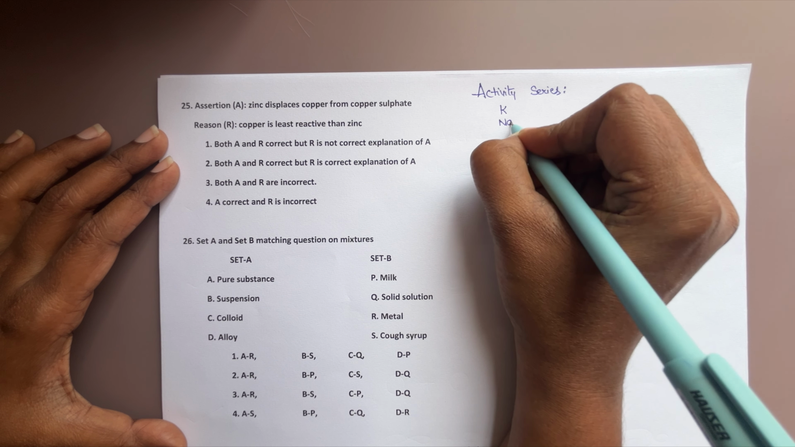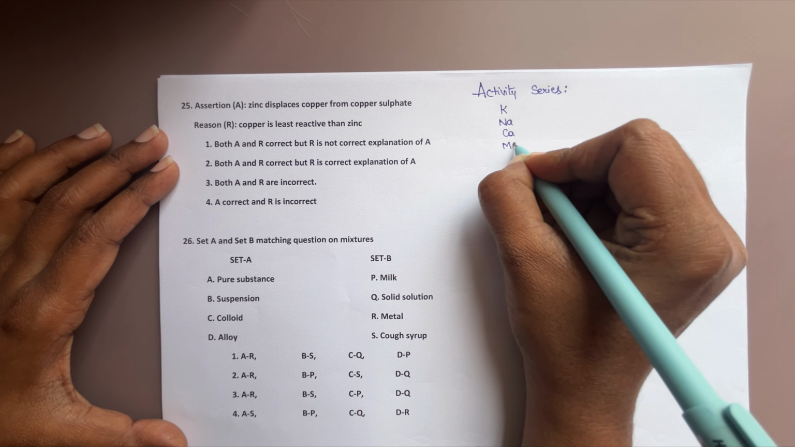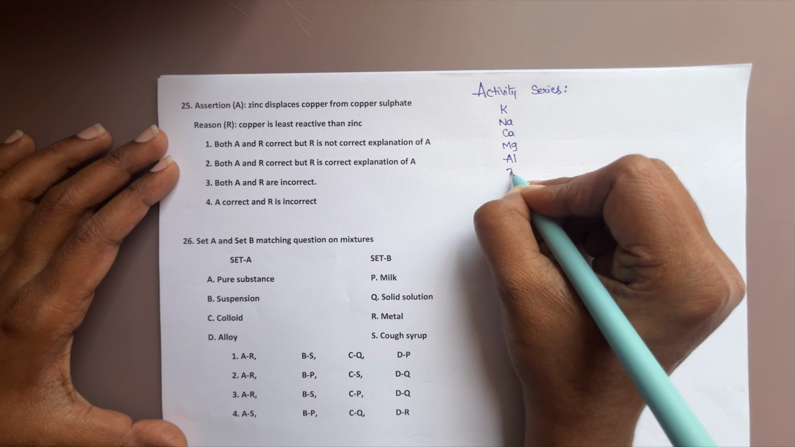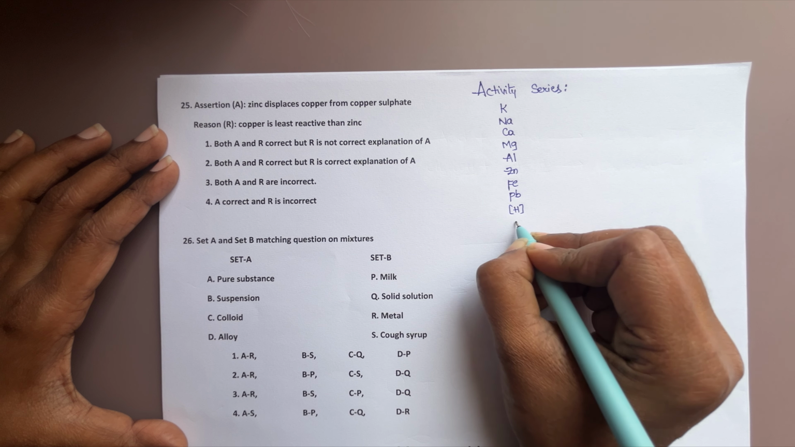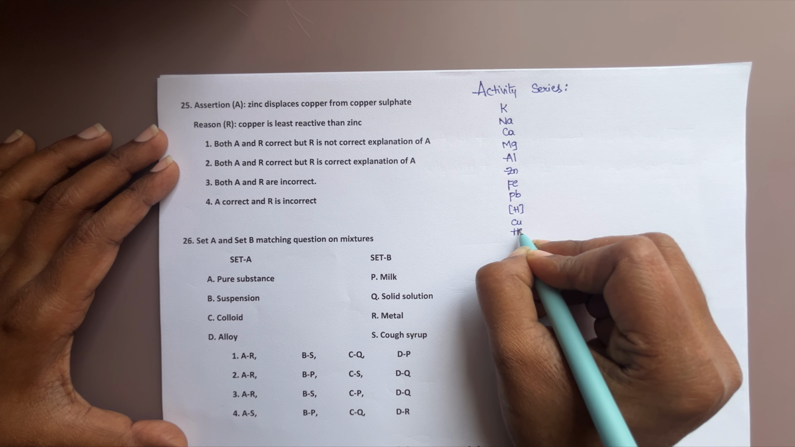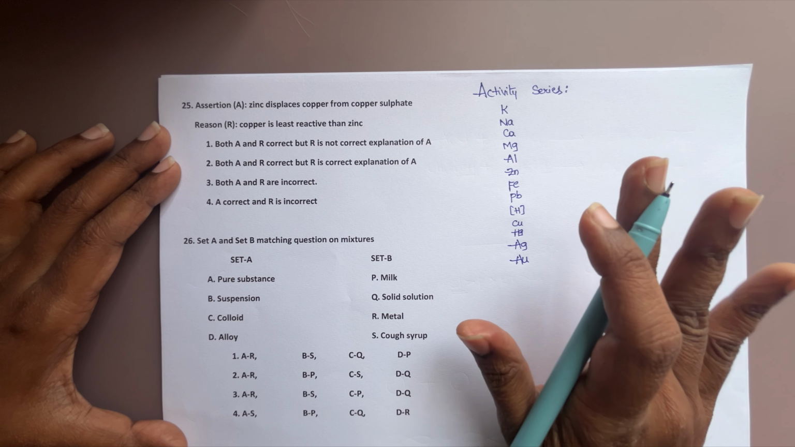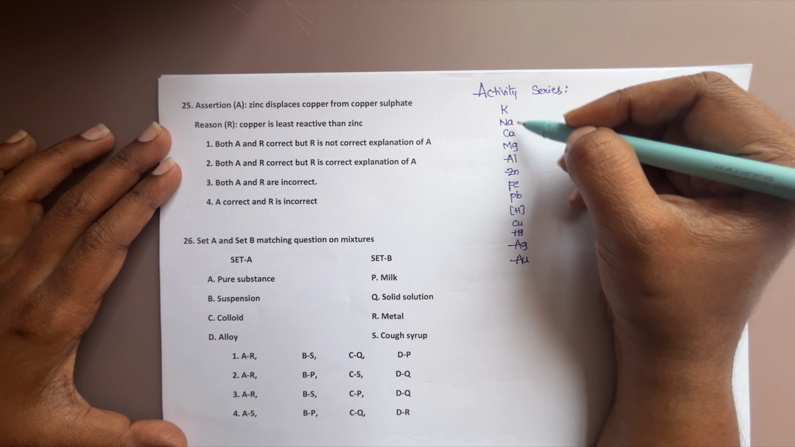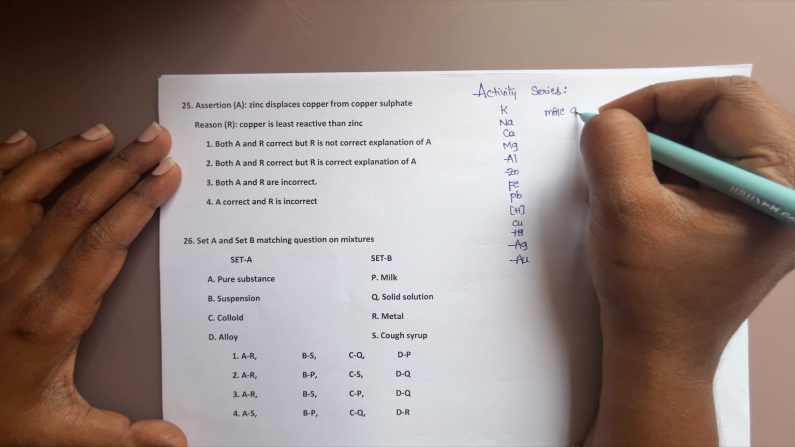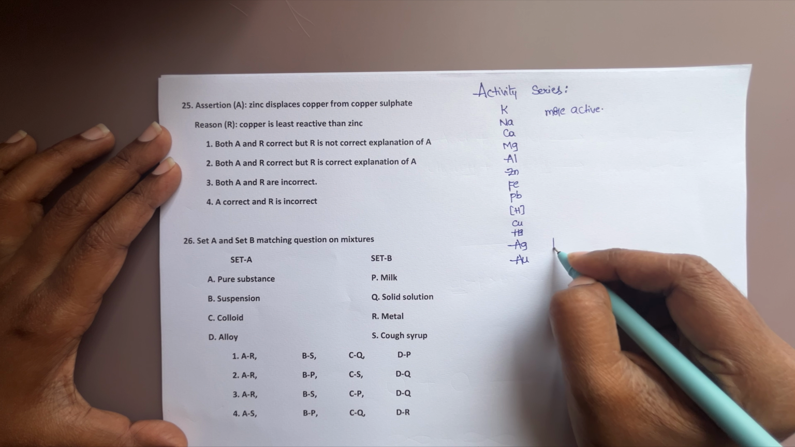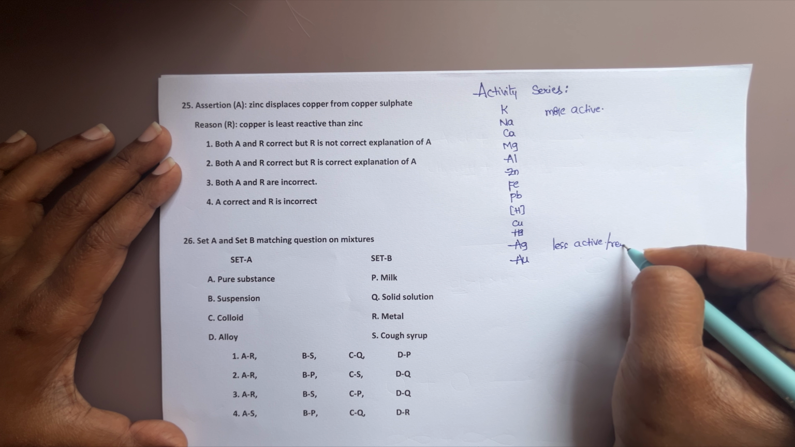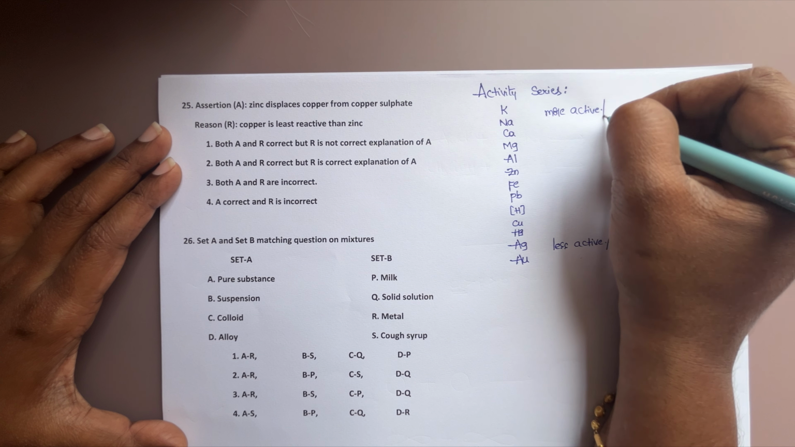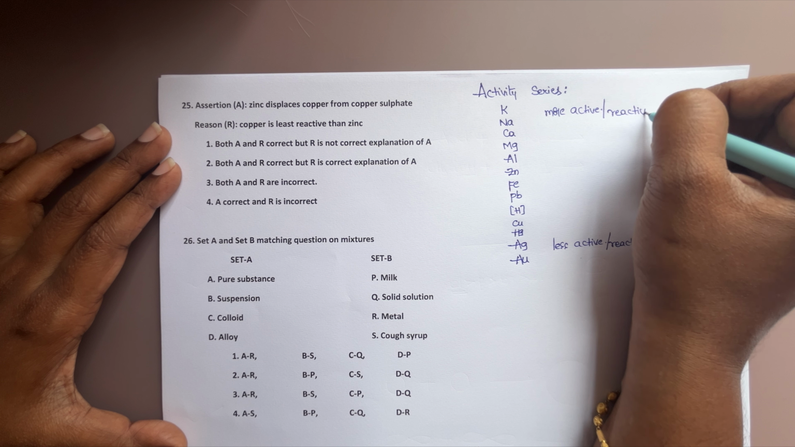Potassium, sodium, calcium, magnesium, aluminium, zinc, iron, lead, hydrogen, copper, mercury, silver, gold. This is the activity series. What is this activity series? The metals which are above in the series are more active. The metals which are below in the series are less active, or we can say less reactive. More active means more reactive.